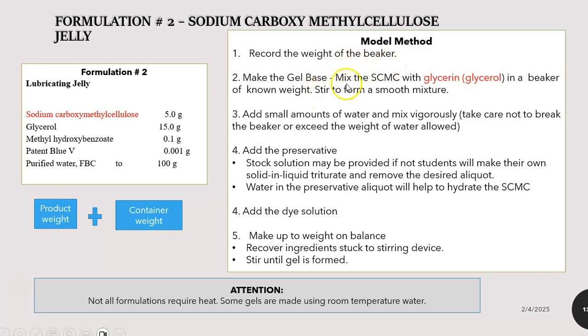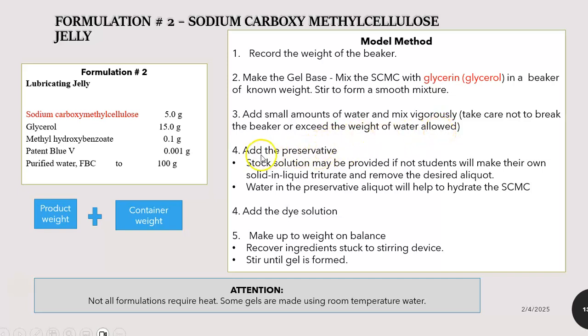You get the beaker and disperse the sodium carboxymethyl cellulose with the glycerin to effectively wet it. This prevents the carboxymethyl cellulose from clumping on you, okay? And it also prevents the preparation from drying out. It's a humectant. And so when you have this now, you hydrate the jelly base with the glycerin and add a small amount of water and mix vigorously, taking care not to break the beaker or exceeding the water which is allowed in the recipe. So it's a delicate dance, okay?